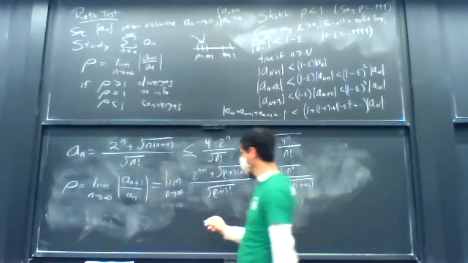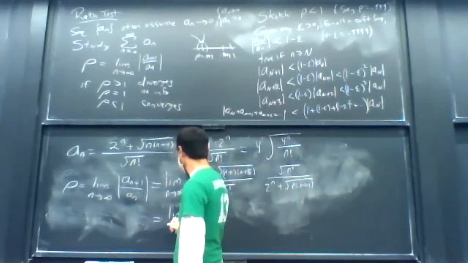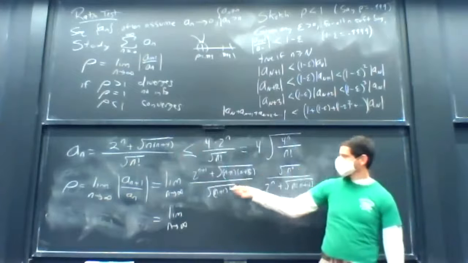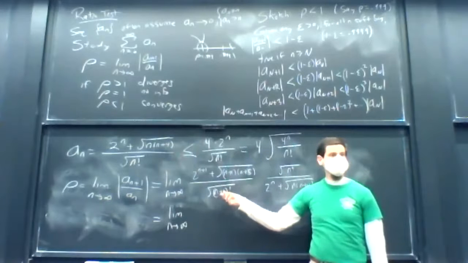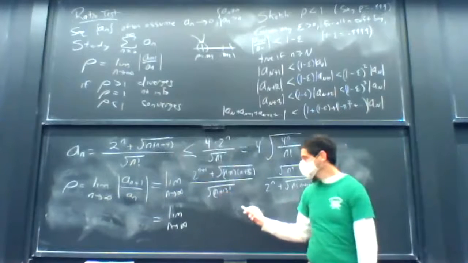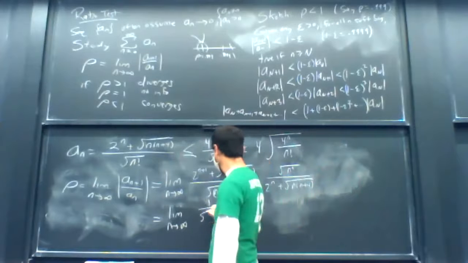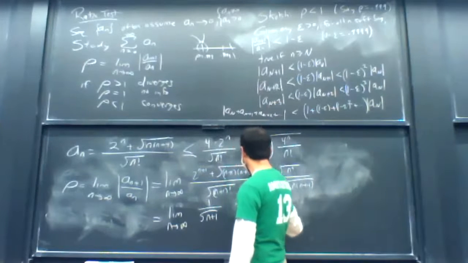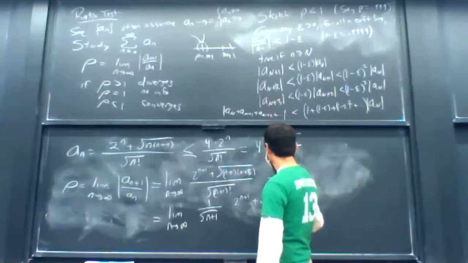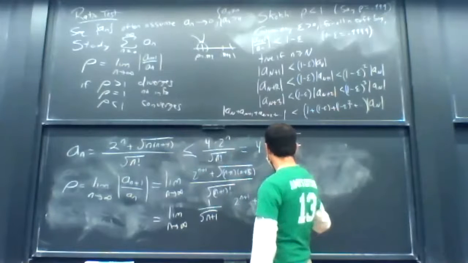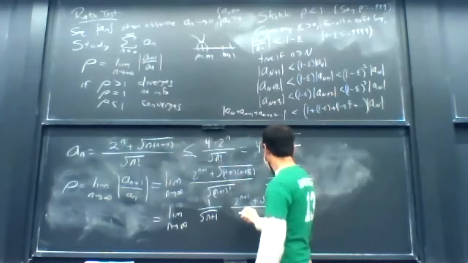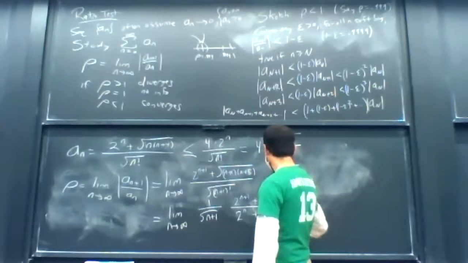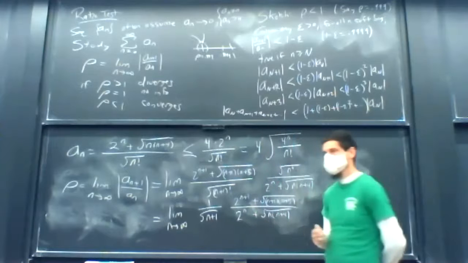And so now I want to calculate this limit. So it's the limit as n goes to infinity. Now, the square root of n factorial divided by the square root of (n+1) factorial, that's pretty easy. That's just going to be 1 over the square root of n+1. And then I have a 2^(n+1) plus the square root of (n+1)(n+5) over 2^n plus the square root of (n+4).